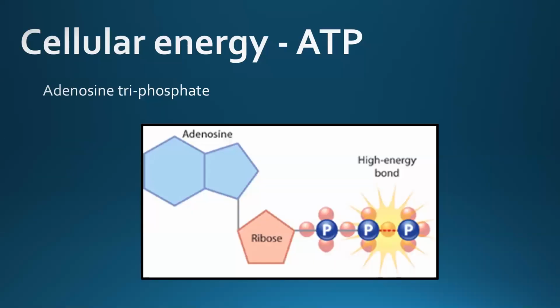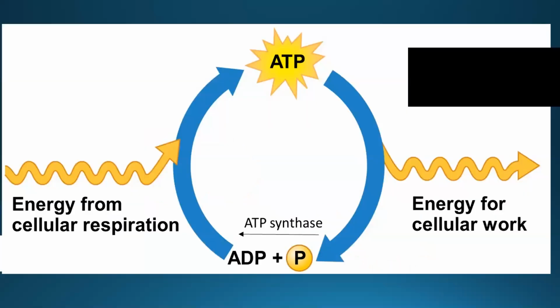So, we're going to pick up where we left off and talk about how we are going to produce the amazing energy molecule known as ATP. We talked about the fact that you are going to produce the ATP via cellular respiration in order for the ATP to be used during cellular work.